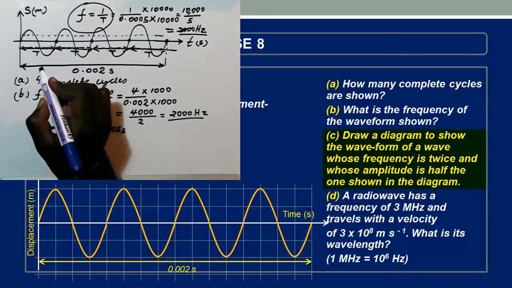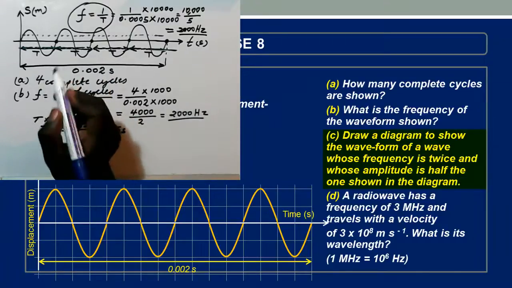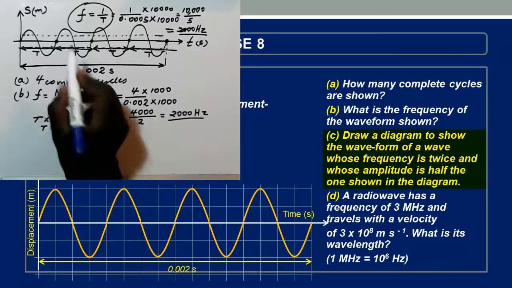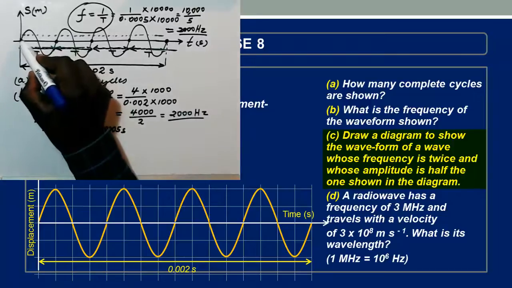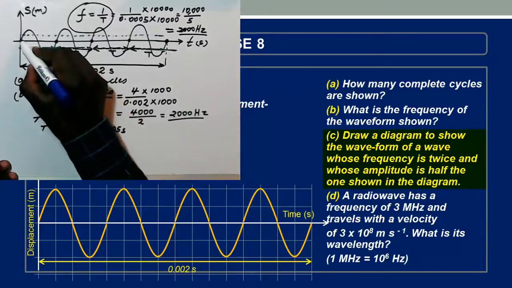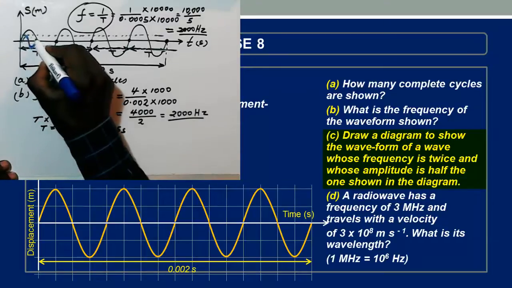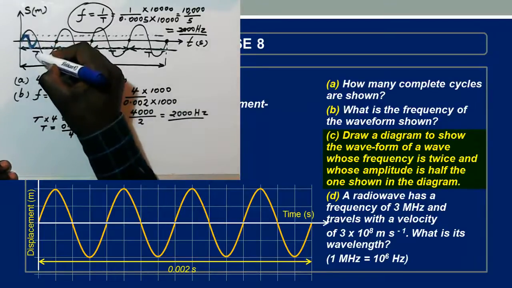The next thing we are told is that this new wave has twice the frequency. That means its periodic time is half this one. So wherever we have half a period of the previous wave, in the new wave, in half, it's going to take a complete wave like this. You can see from here to here it was half a period.